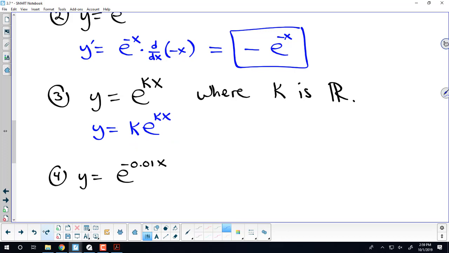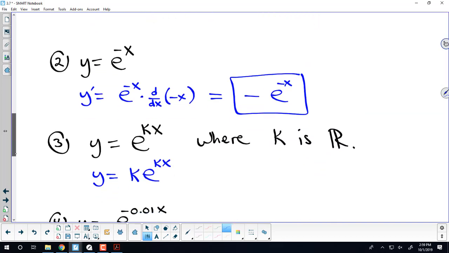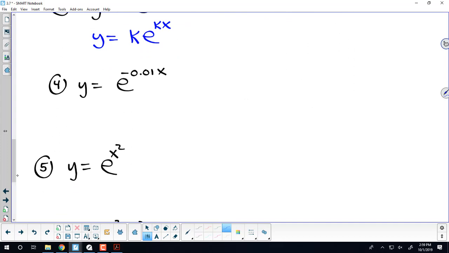Does this only apply when it's e, like if it would say 4 to the x and you take the derivative of that? Is that different? Okay. It's different, yeah. It's important to realize that this is for the exponential base e. The other exponentials, base 4, base 7, base 3, those are a little different.